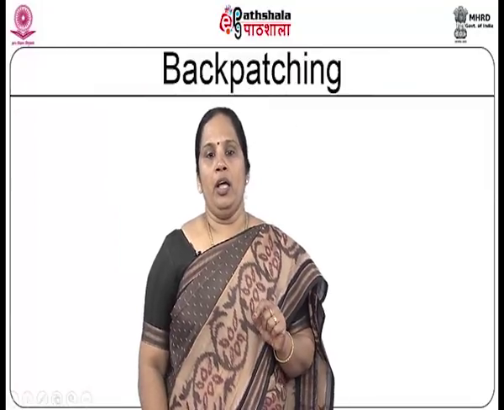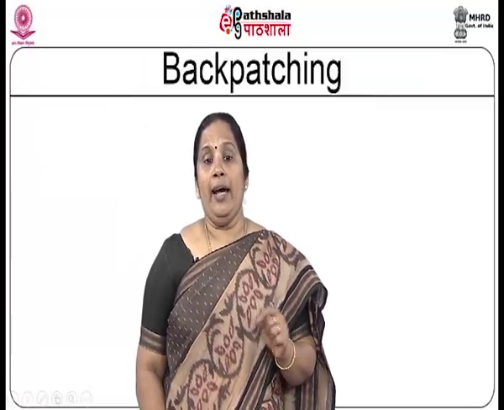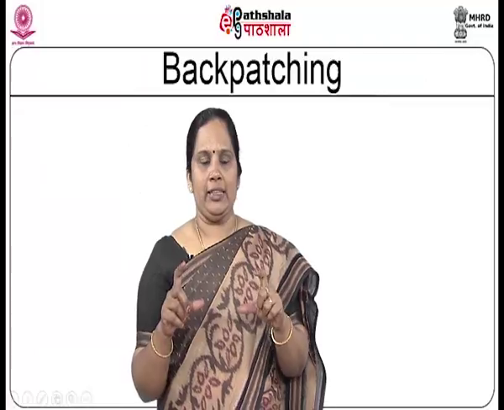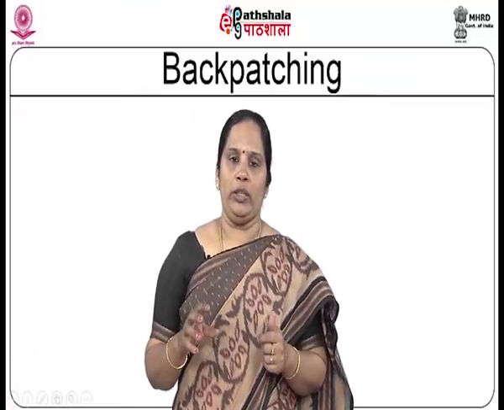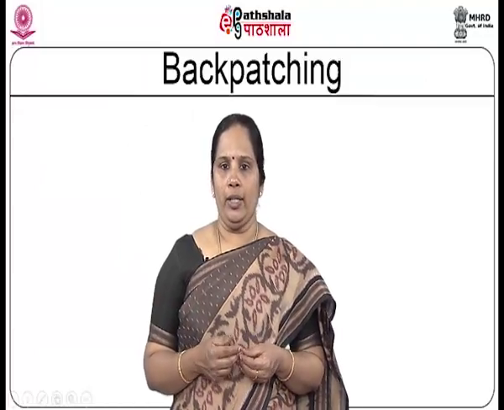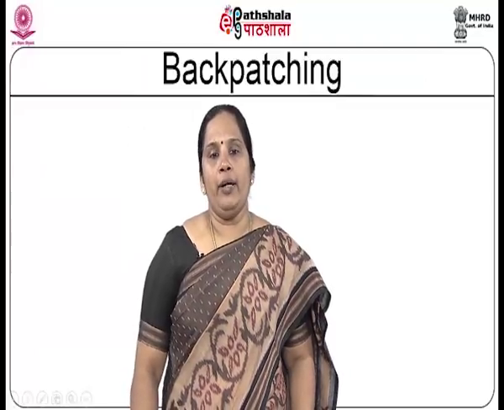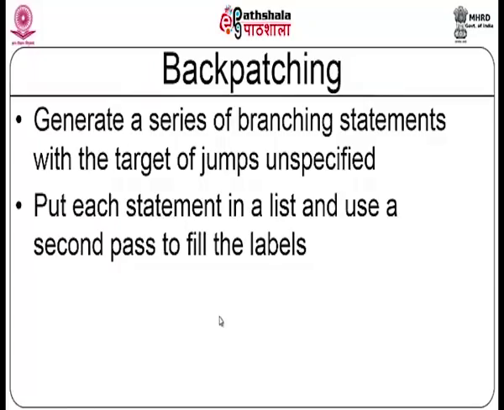Backpatching typically generates a series of branching statements with the targets of jumps unspecified. At first, you will simply generate code with a blank, meaning that I do not know where to jump. Then one more pass is carried out, and in the second pass we fill in all the labels with the corresponding true and false labels. That completes your 3 address code for a particular control flow statement that incorporates Boolean expressions.